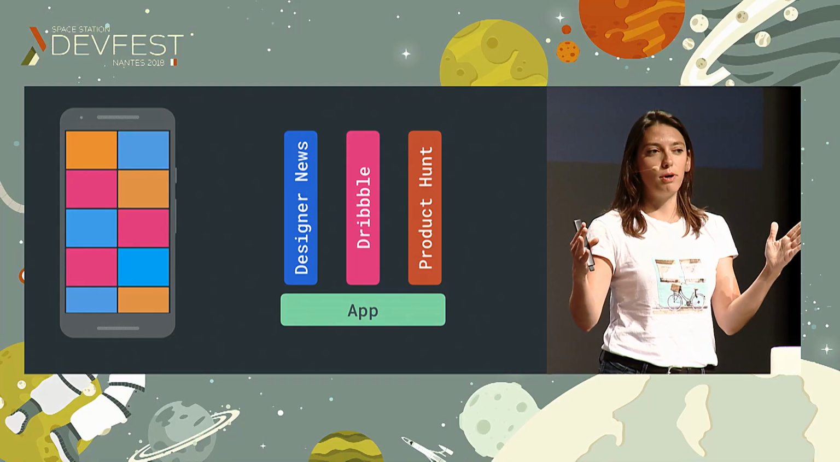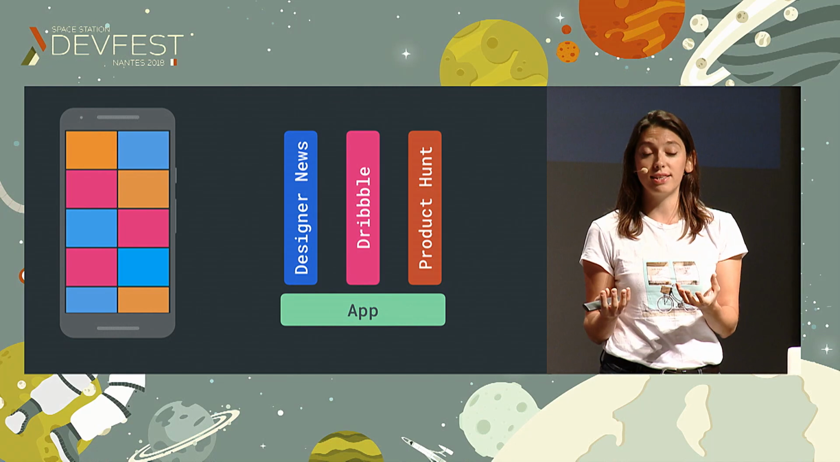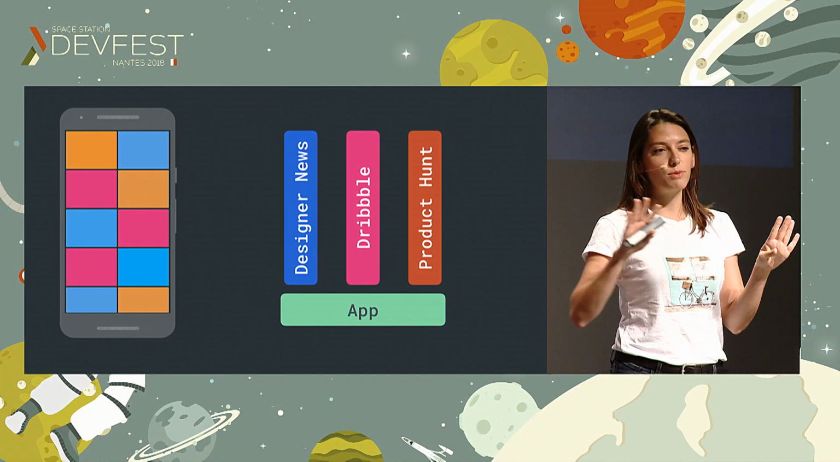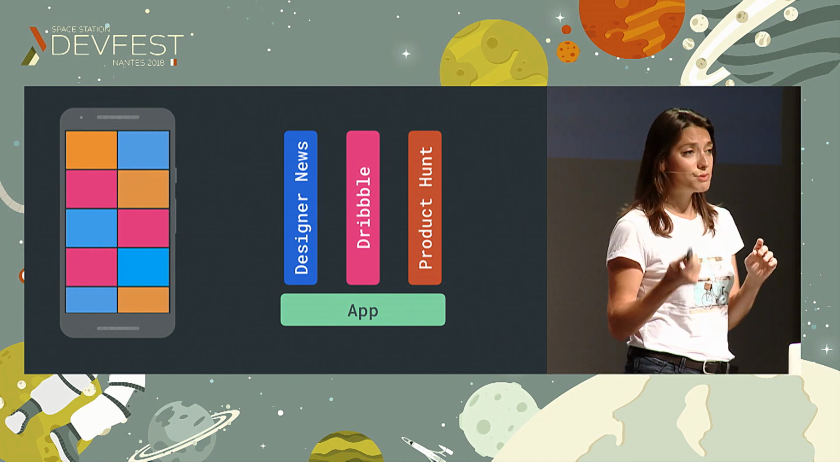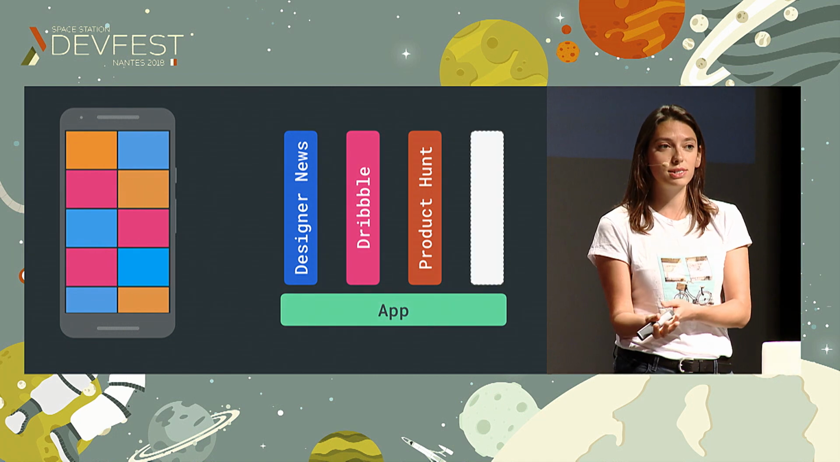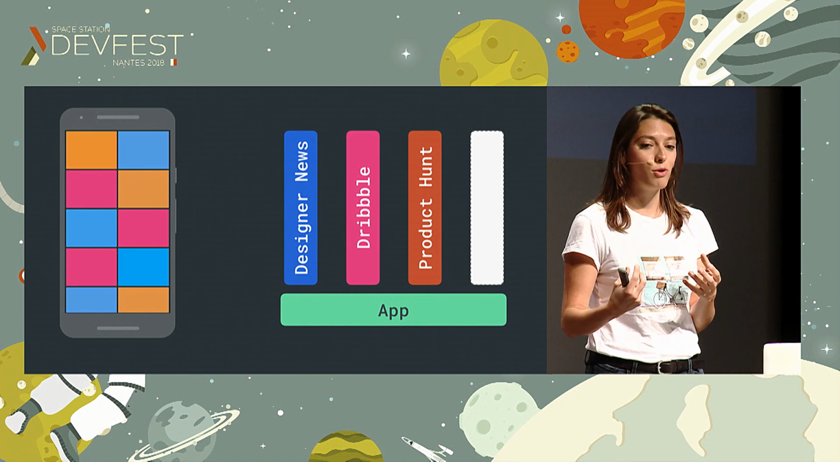So I was saying that our app integrates with 3 different sources, with Designer News, Dribbble, and Product Hunt. So this means that these should be as separate as possible, because they don't interact anyway with each other. So they should be separate modules. So this means that if you want to integrate with another source, we can easily add another module.